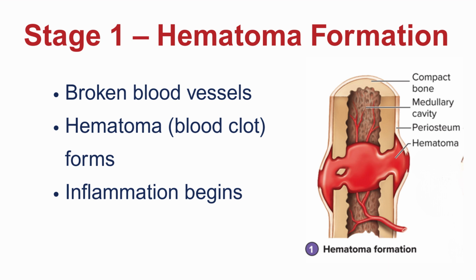The first stage of bone repair is hematoma formation. When a bone fractures, blood vessels are damaged, causing bleeding at the injury site. This blood collects and forms a hematoma or blood clot. Although this looks messy, the hematoma is important because it starts inflammation and brings in cells needed for the healing.